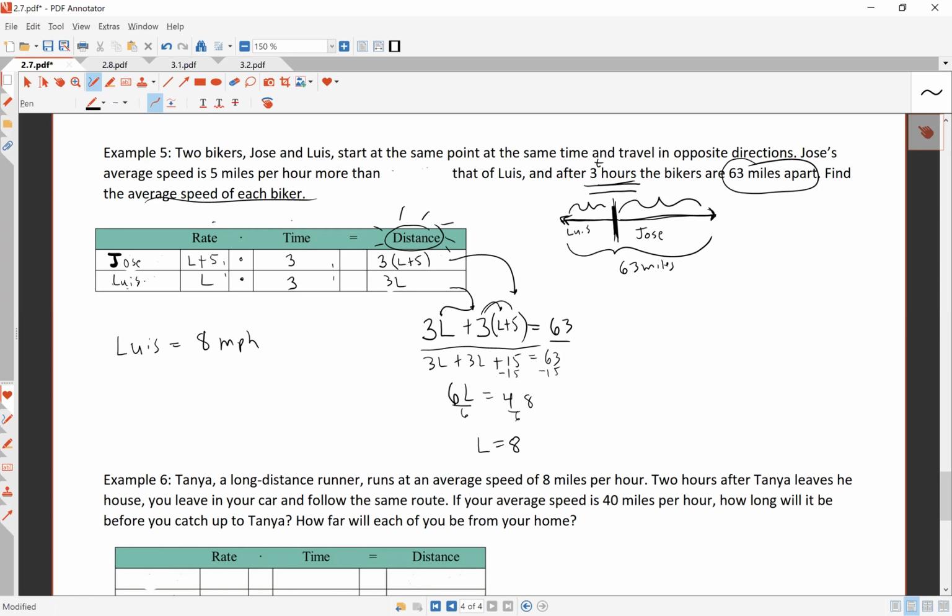And then remember, Jose was traveling 5 miles an hour faster than that. That's 8 plus 5, which is 13 miles an hour. So the way you check this is to say, well, if they do this for 3 hours each, then Luis is doing 8 miles an hour, which for 3 hours would be 24. Jose's 13 miles an hour, which for 3 hours would be 39 miles. And when you add those up, there's the total of 63 miles apart after 3 hours.